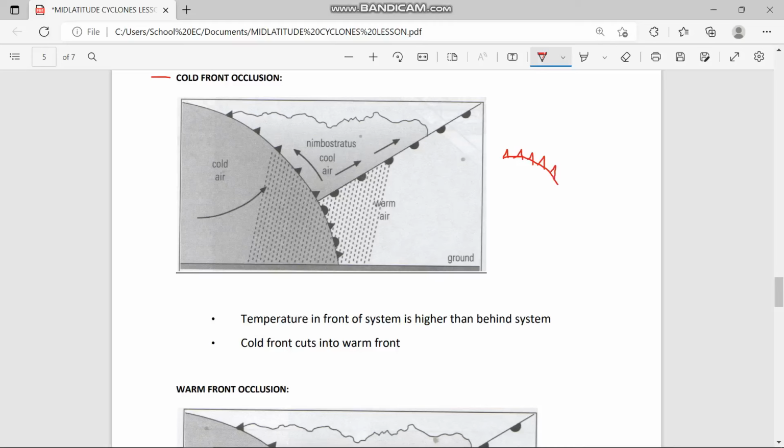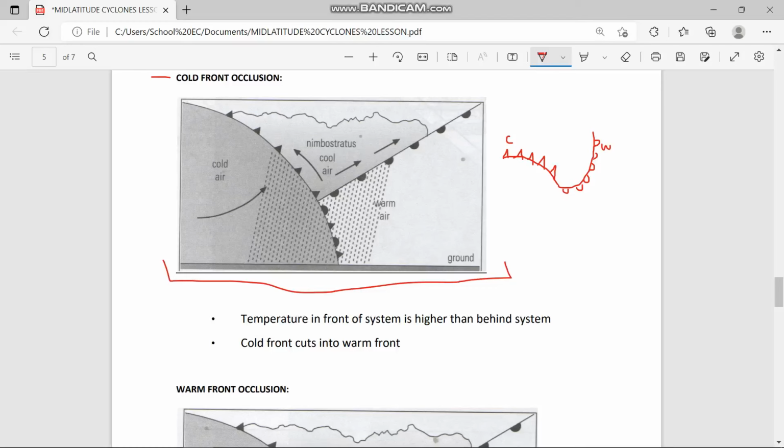There's a cold front, and this is a warm front this side. So this is a cold front, I'm just going to write C. This is a warm front, W. Normally it was like this. So as you can see in this picture, now there's something different there. That's a cold front occlusion.